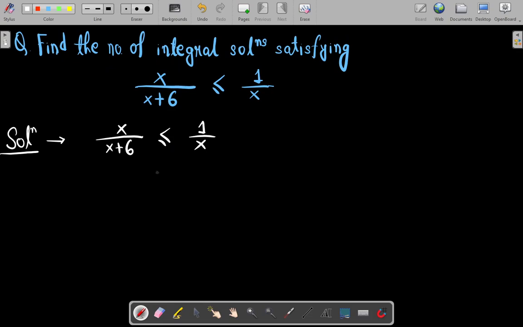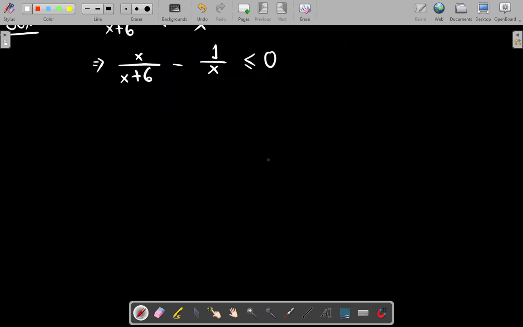Let me take all the terms to the left hand side. So this now becomes x upon x plus 6 minus 1 upon x, and this is less than or equal to 0, right? If I take the LCM now, it will become x square minus x minus 6 upon x times x plus 6 is less than or equal to 0.